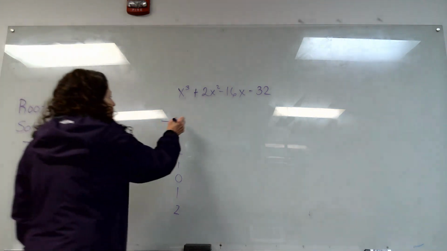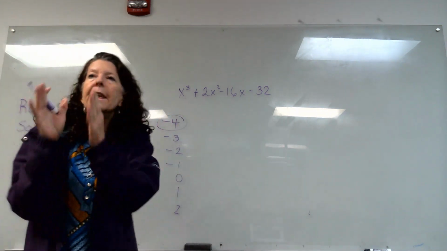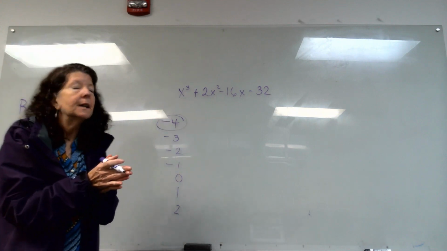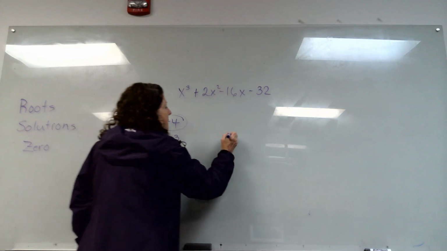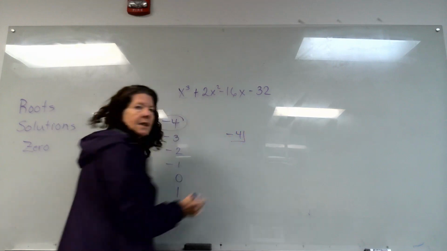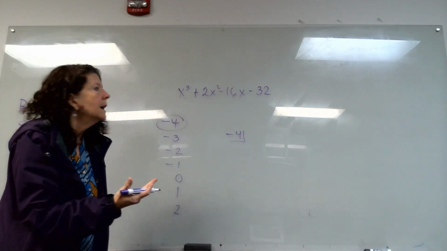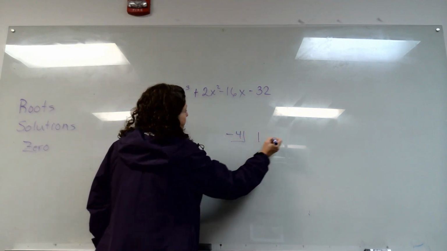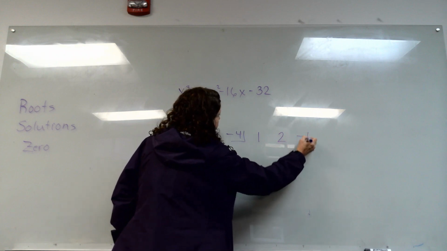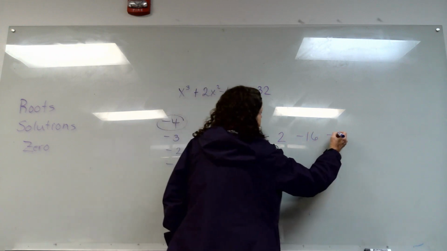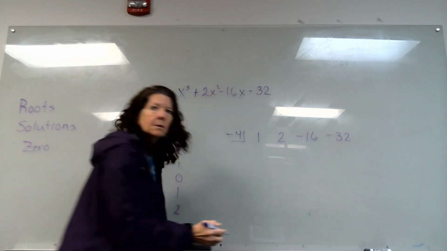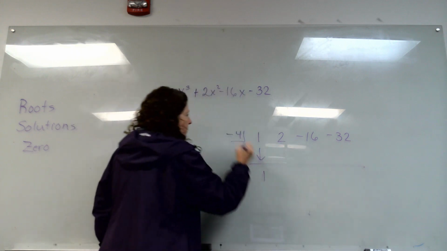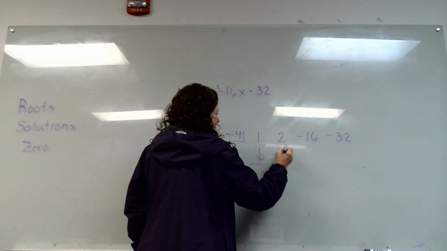Okay, so this first one works. Yes. Okay, good. Now if that one didn't work, I would keep going until I found one that did. So I'm going to take that first one and do synthetic division with it. This is going to give me a 1, a 2, a -16, and a -32. I'm going to bring the 1 straight down, of course, and do the whole technique. You should be able to almost do this in your sleep at this point.